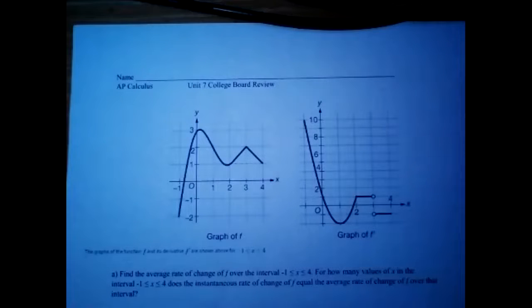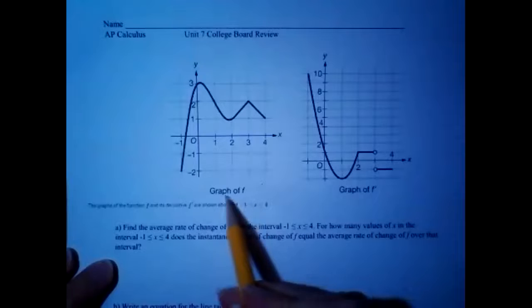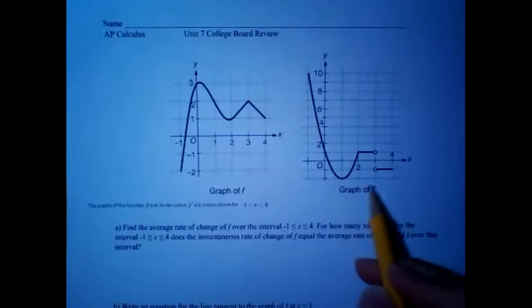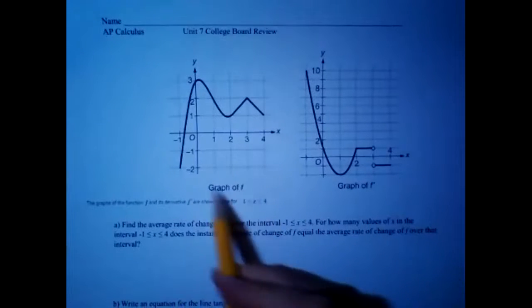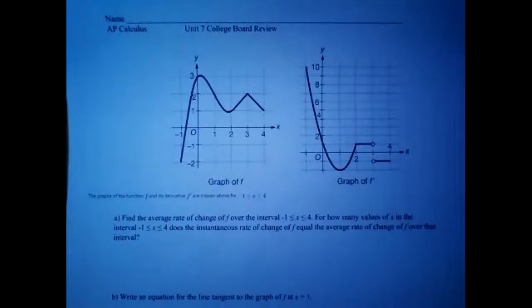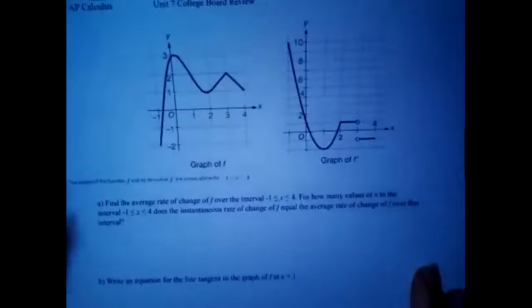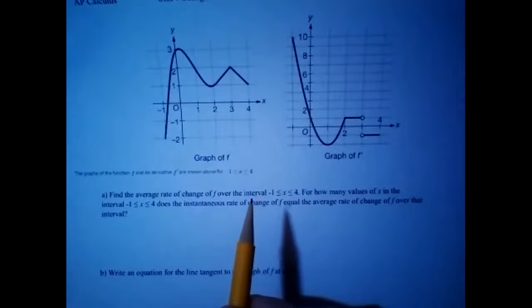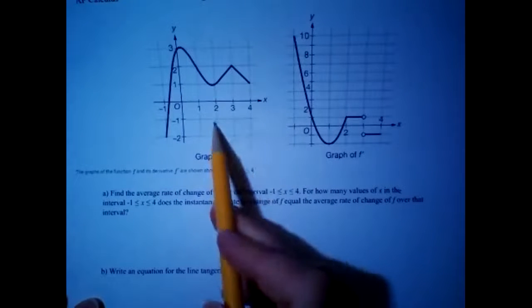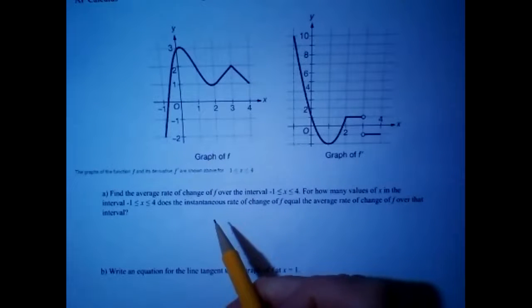Right, so let's look at what they gave us for this problem. They gave us the graph of f, so that's the original function, and then they gave us the graph of f prime, so that is the derivative. But we don't have an actual function to work with. All we have are those graphs. So we can't actually take a derivative or an antiderivative because we don't have a function. All we have are these two graphs given.